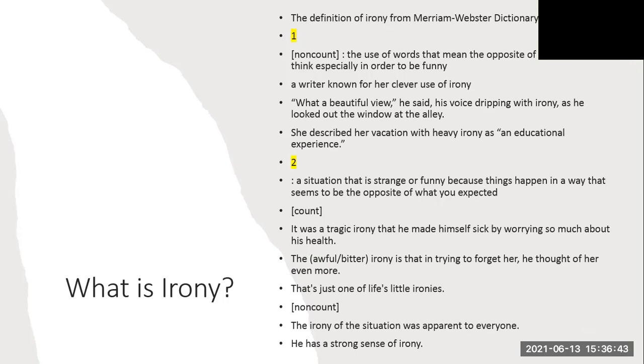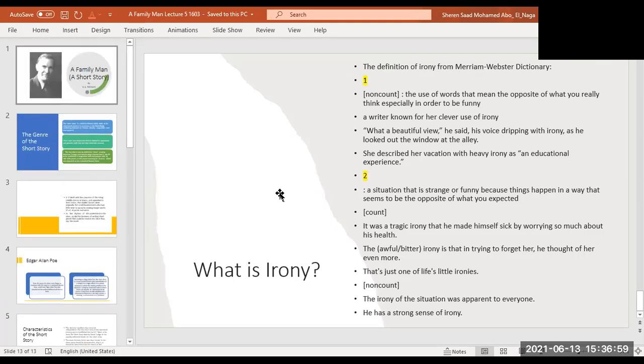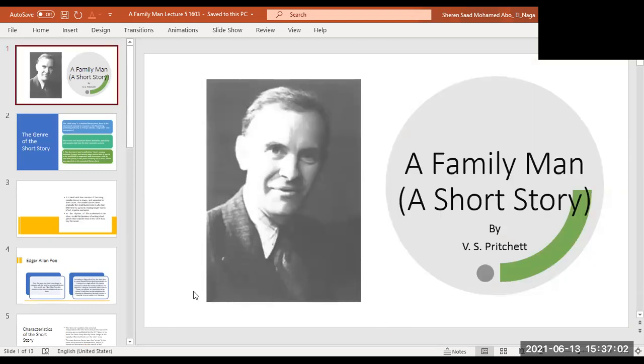That was an example of a short story. It's called A Family Man by V.S. Pritchett. And I would like you very much, I urge you actually, to read the story in the book. And if you don't have it available, please tell me. I'll provide you with the story. And next time, and it's going to be our last class, we're going to speak a little bit about the exam, how the exam will look like. Thank you very much.